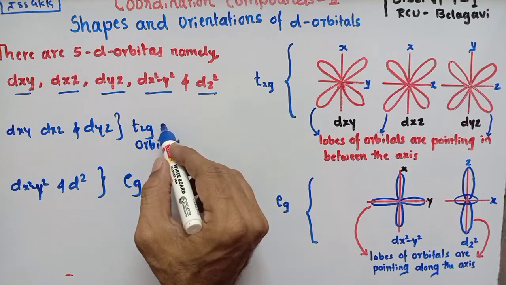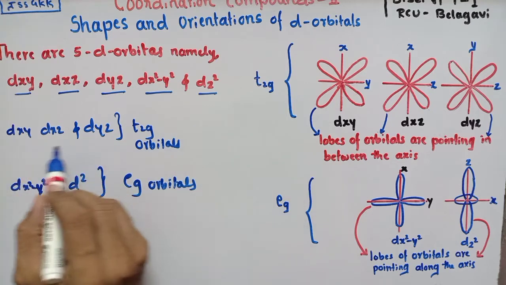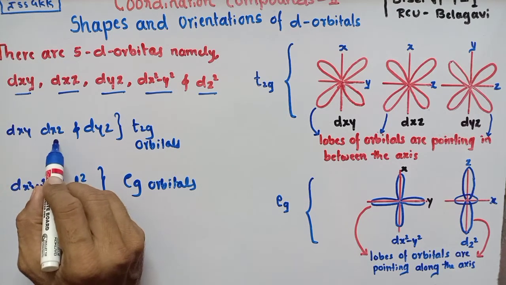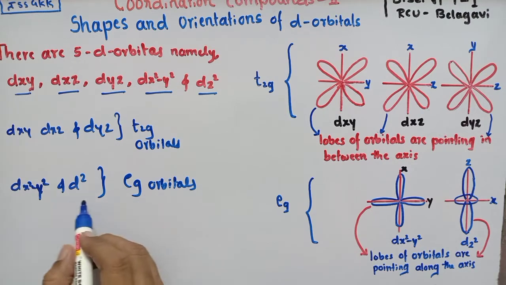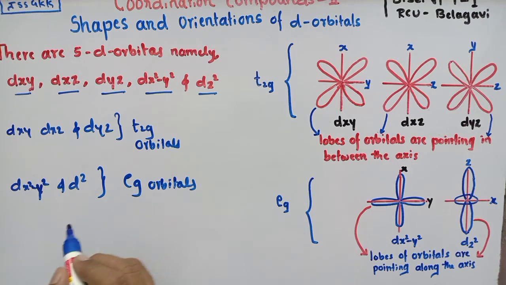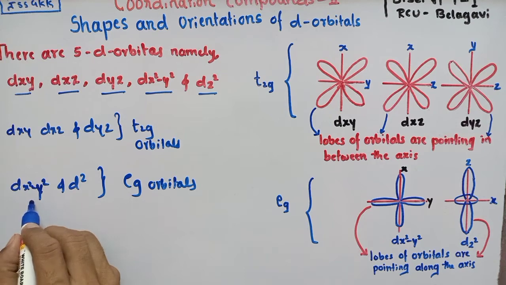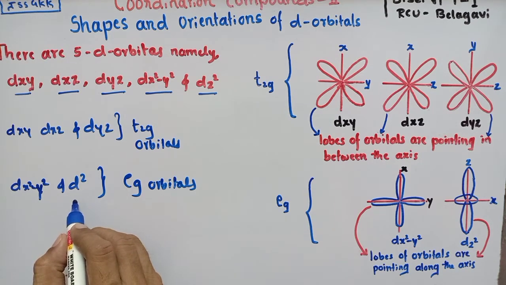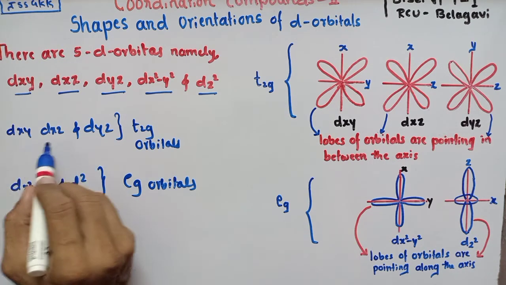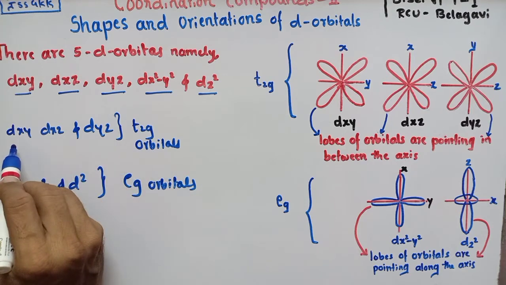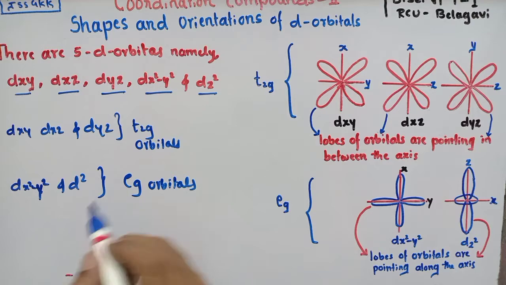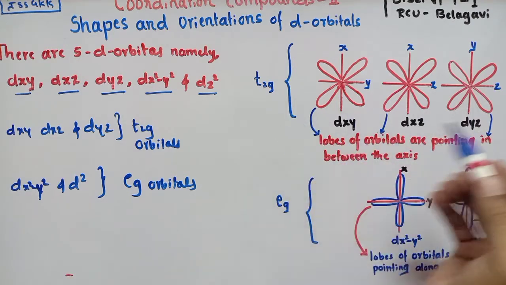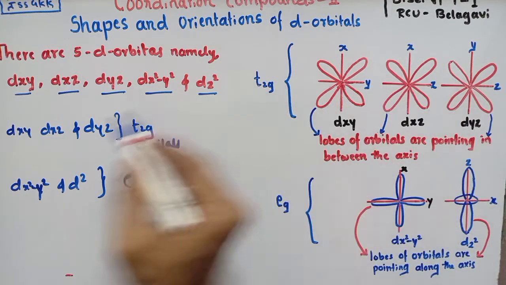T2g orbital set consists of 3 orbitals, namely dxy, dxz and dyz orbital, whereas Eg orbital set consists of 2 orbitals, namely dx square minus y square orbital and dz square orbital. Now, why are these T2g orbitals grouped? These three orbitals are grouped in T2g orbitals only because of the resemblance of the shapes of these 3 orbitals.